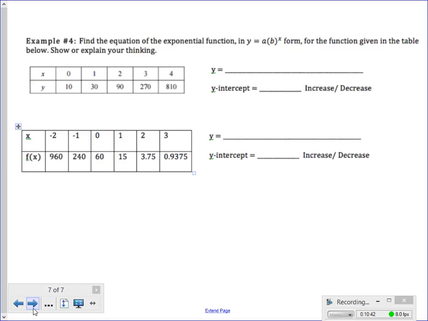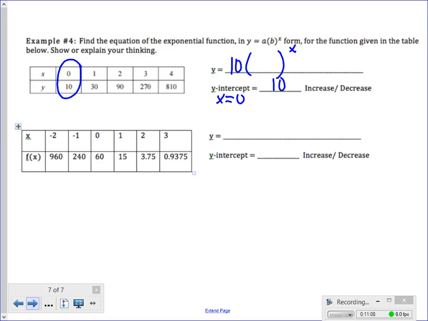All right, so let's start with identifying the y-intercept. The y-intercept always has an x value equal to 0. So when I look here for the x value of 0, my y-intercept is 10. So when I write my equation, I'm going to have y equals 10 times something to the x. I need to figure out what that growth rate is.